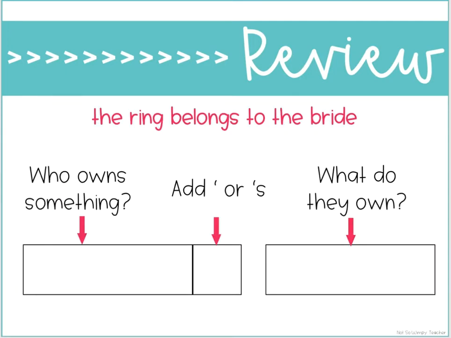So, the ring belongs to the bride. Who owns it? Are we going to add the apostrophe or the apostrophe S? And what do they own? In this case, the bride is the person that owns it. And since it does not end in an S, we add the apostrophe S. And then what does she own? The ring. So bride's ring would be how this would be written.